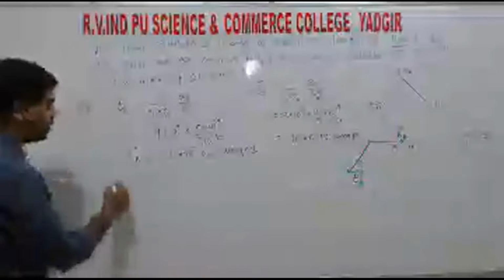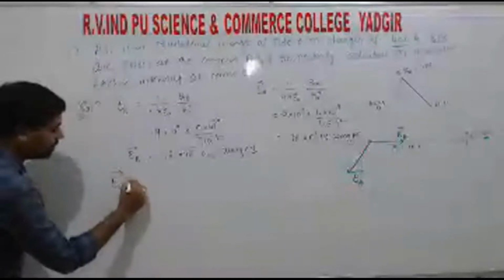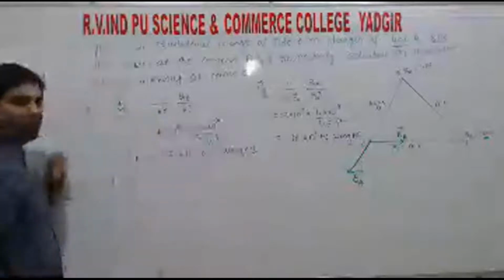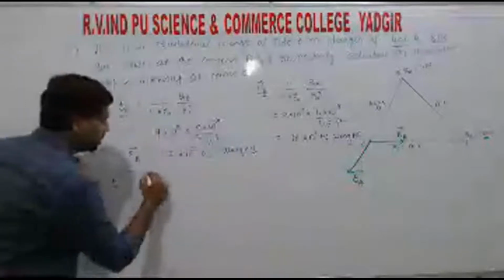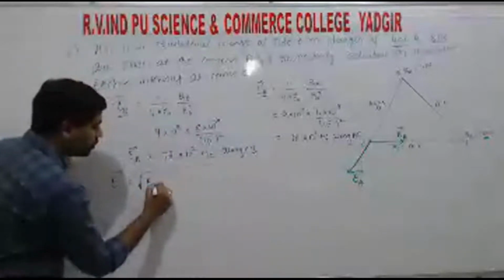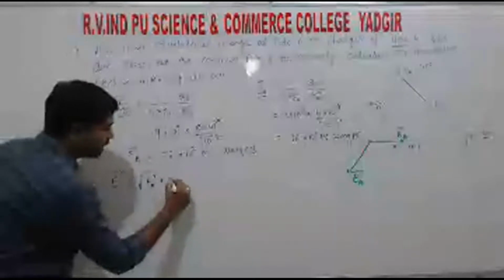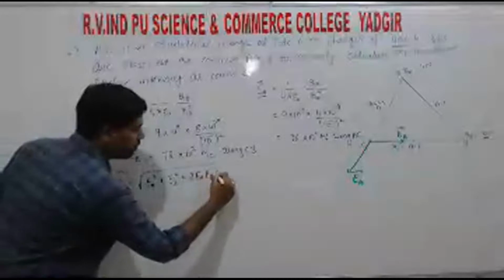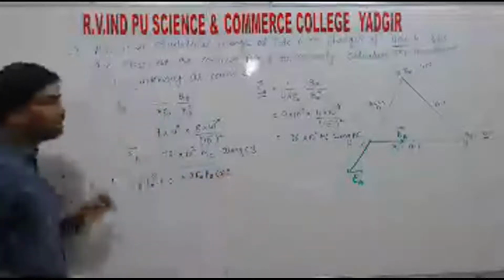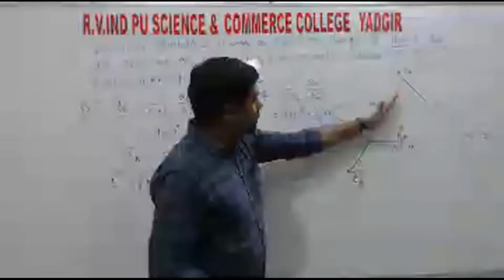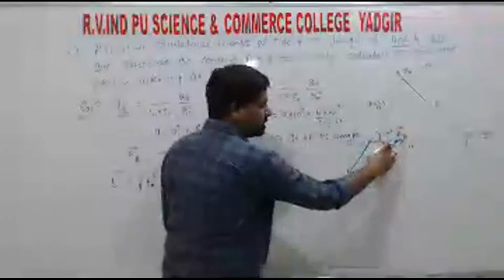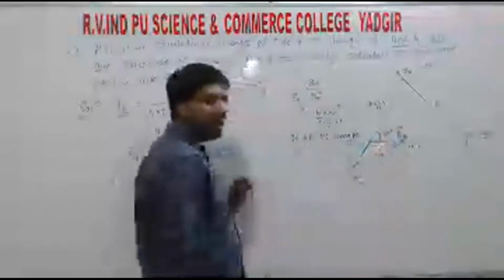Now we need the final resultant E, that is due to two electric fields EA and EB. We know the formula: the resultant E is equal to the square root of EA square plus EB square plus 2 EA EB cos theta, right? If you observe here, this is the straight line. As this angle is 60 degree, we need the angle between these two vectors EA and EB.